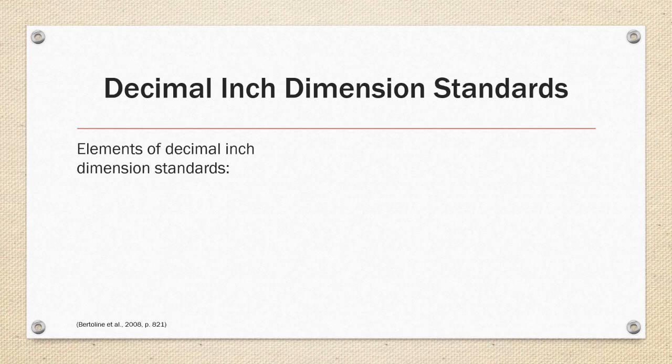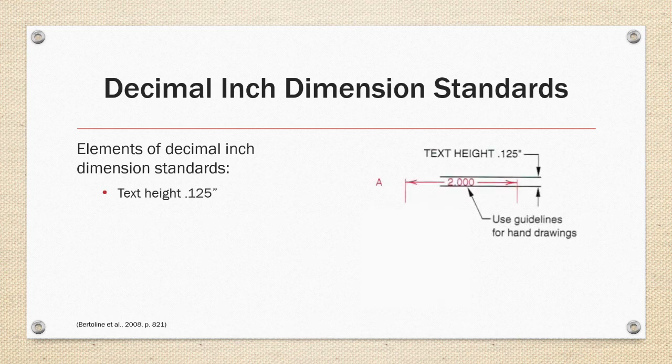ASME standards define specific standards for the elements of dimensions. When using decimal inch, the text is to be the decimal equivalent of 1/8 of an inch, which is 0.125 as shown as item A on the right. The space between the lines of text is to be the decimal equivalent of 1/16 of an inch, which is 0.0625 inches, or as a machinist would say, 62 thousandths 5/10.